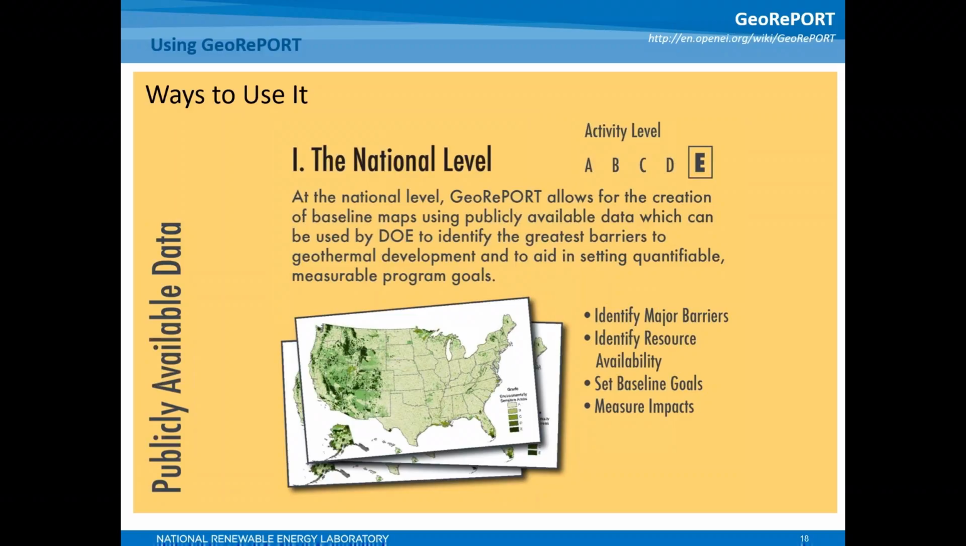Well, just like that temperature map we saw in the beginning of this presentation, we can create similar grade maps for each of these attributes. At the national level, GeoRePORT allows for the creation of these baseline maps using publicly available data, which is represented by activity level E. We tested this methodology using GeoRePORT's socioeconomic attributes with monthly feedback on analysis from a panel of industry, environmental consulting, and federal agency personnel.